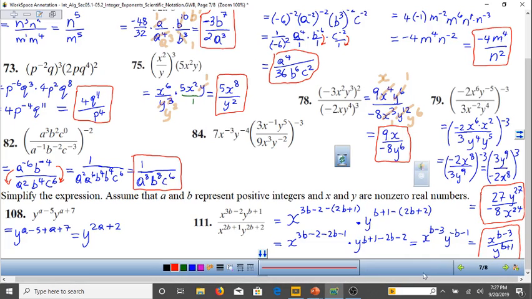There we go. Now let's finish up here and go into solving scientific notation.